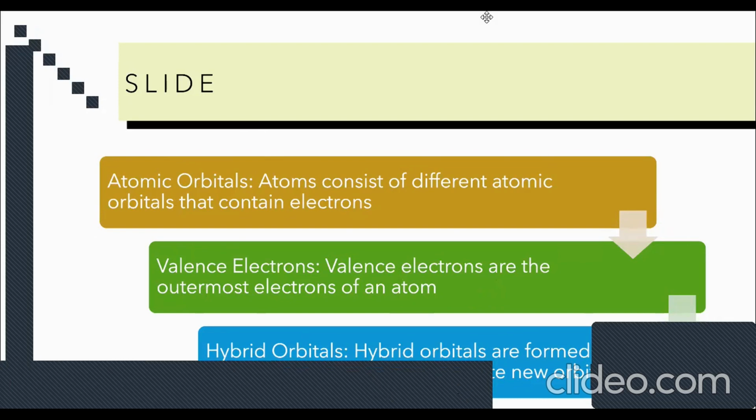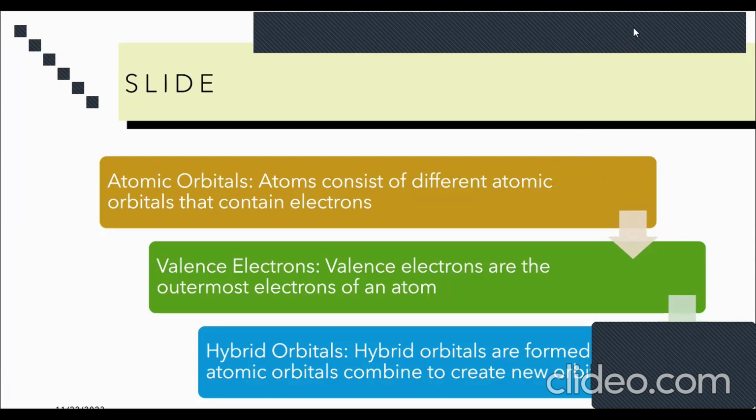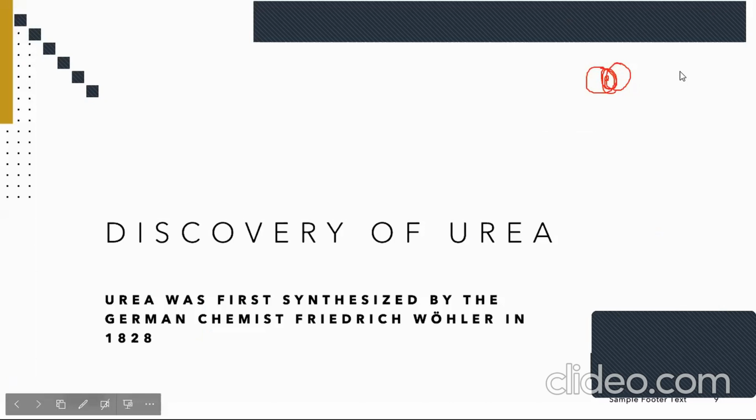Very good. Next, hybrid orbitals are formed when one atomic orbital is combining with another atomic orbital, forming a new atomic orbital. That can be called a hybrid orbital. Got it? Now, urea. How can urea be discovered?